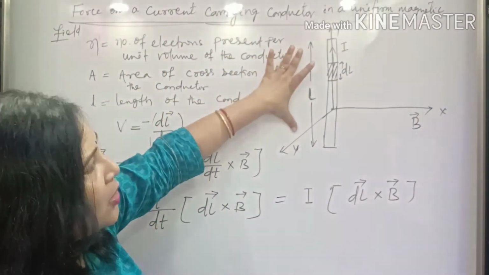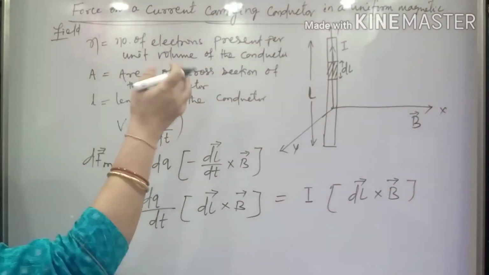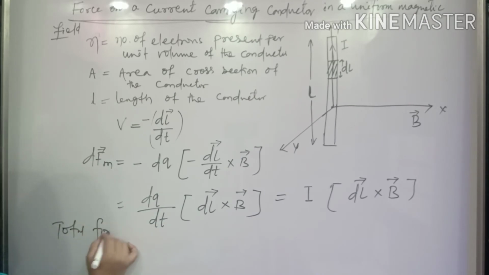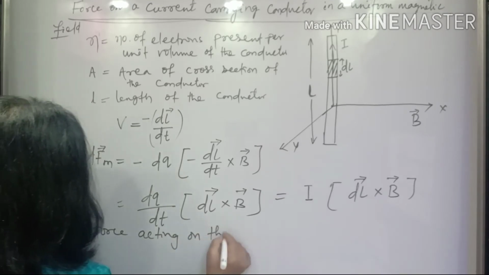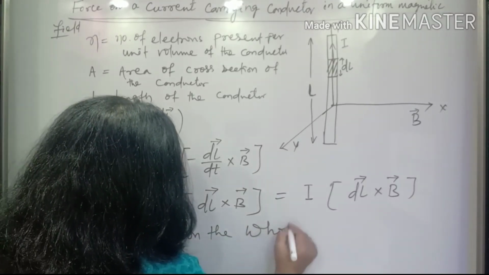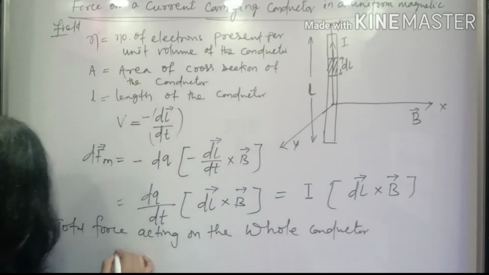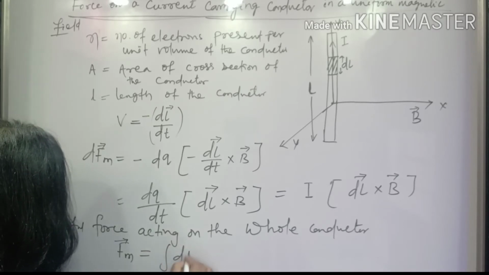Now when we have to find the total force acting on the whole conductor having length L, we need to integrate this. So here the total force acting on the whole conductor, that is Fm, will be equal to the integration over dFm.